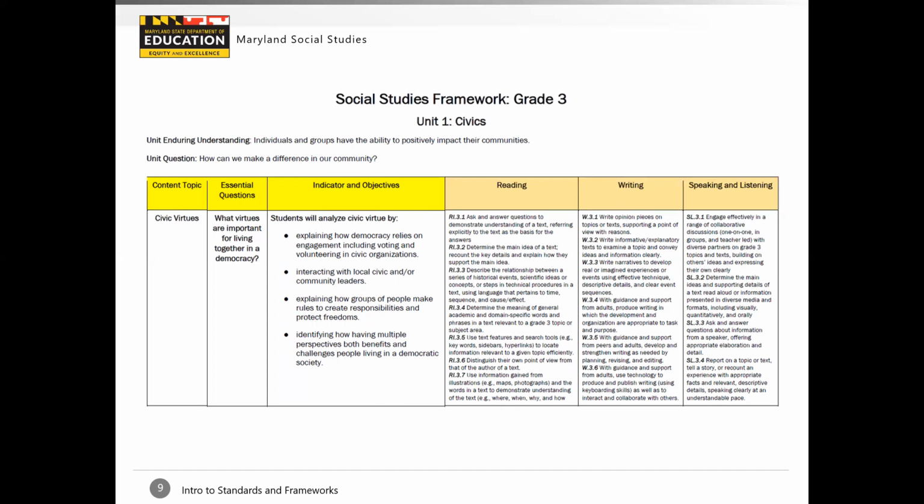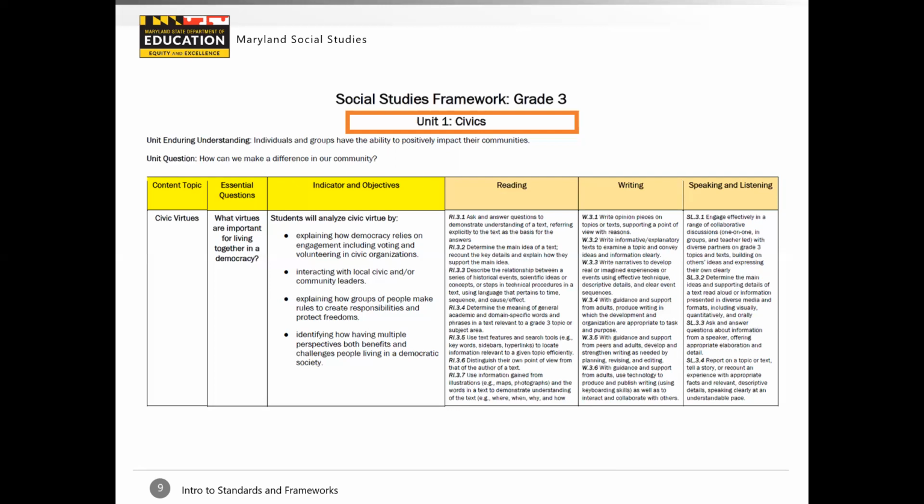Another difference in the pre-K through 3 frameworks, content is organized within units of study that introduce and reinforce the knowledge of the Maryland State Social Studies standards. For example, on your screen, you can see this unit is built around the civics standard.